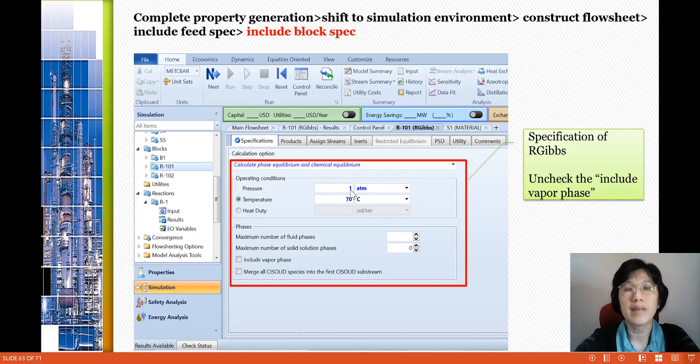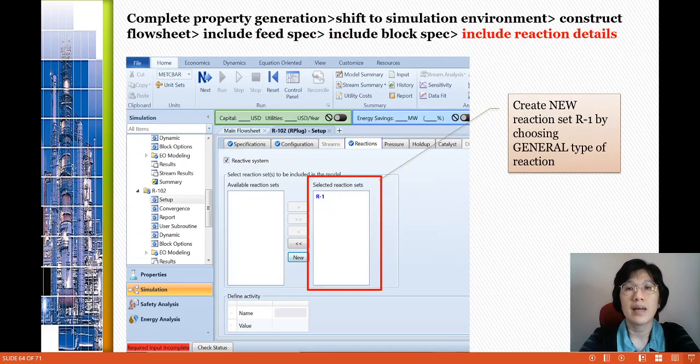Put in the reaction condition, 1 atm and 70 degrees C. So remember, the reaction happens, or the valid phase is only the liquid phase. You have to uncheck this, include vapor phase. I think by default it is checked, but you have to uncheck this before you proceed. Okay, once you have included the block specification, then you have to include the reaction details.